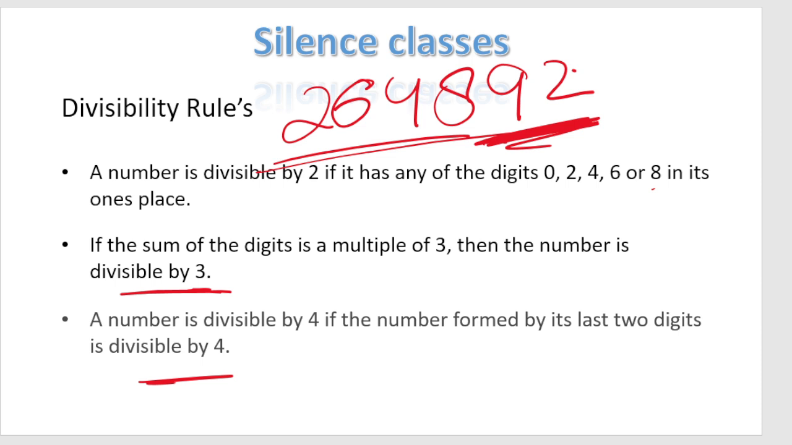Means what we have to check? We have to take out the last two digits of the given number and divide them by 4. If the last two digits of the given number are divisible by 4, then we can say the number is divisible by 4.